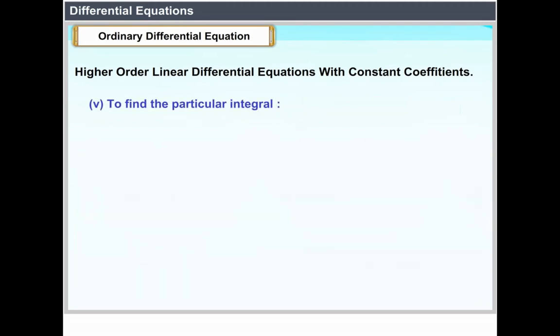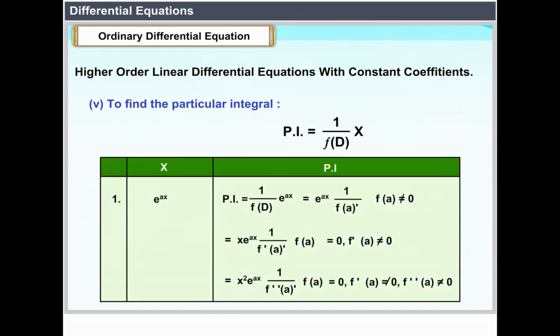To find the particular integral, PI = 1/f(D) x. Serial number 1: e^(ax) stands for x. Then the particular integral = 1/f(D) e^(ax) = e^(ax) 1/f(a), where f(a) not equal to 0; = x e^(ax) 1/f'(a), where f(a) = 0, f'(a) not equal to 0; = x^2 e^(ax) 1/f''(a), where f(a) = 0, f'(a) = 0, f''(a) not equal to 0.